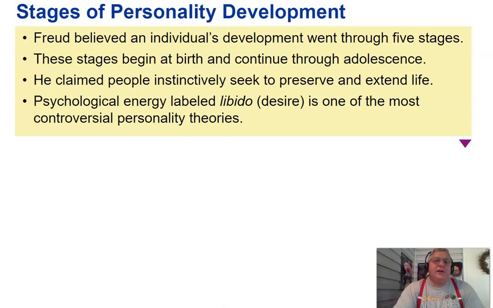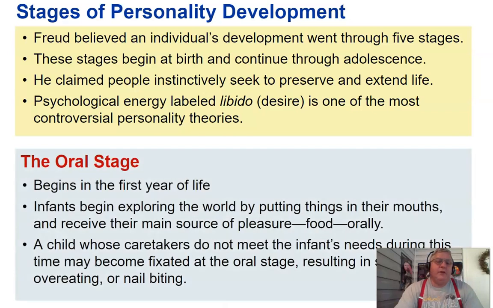Stages of personality development. Freud believed the individual's development went through 5 stages. These stages begin at birth and continue through adolescence. He claimed people instinctively seek to preserve and extend life. Psychological energy, labeled the libido, or desire, is one of the most controversial personality theories.